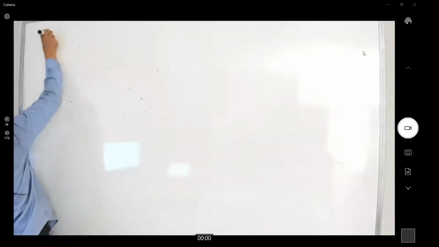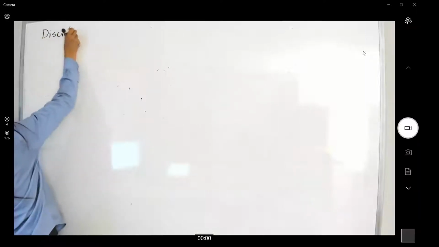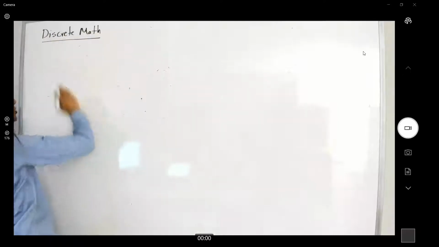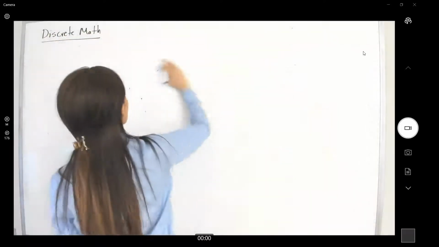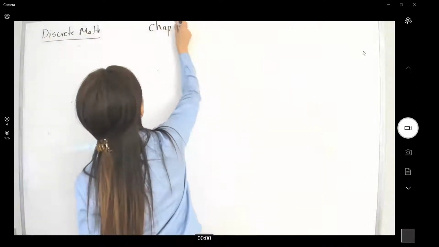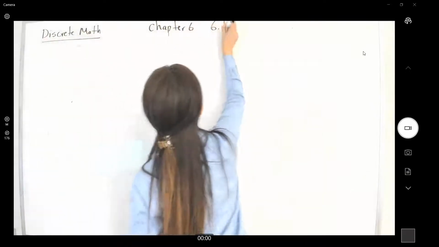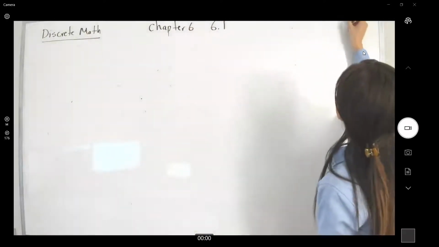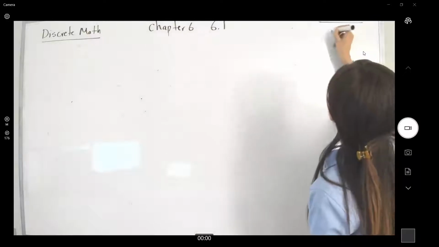Discrete Math. We're going to start a new chapter, chapter 6. We're going to talk about sets. Objectives. Sets.